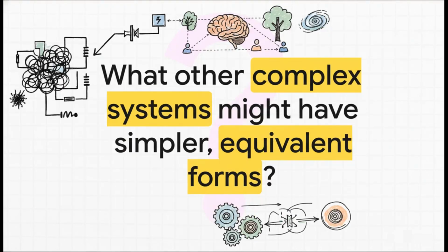And that kind of leaves you with a bigger thought, doesn't it? If a complex electrical circuit can have a much simpler equivalent version hiding inside it, what other complex systems, maybe in technology or nature or even society, might also have simpler equivalent forms that we just haven't figured out how to see yet?